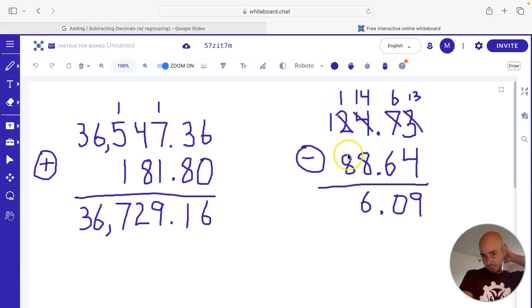The 1 minus 8 I can't do, so this gets regrouped again to make 11 minus 8. Finally, the last part of my answer is 3, because 11 minus 8 is 3. So both of my answers read 36,729 and 16 hundredths, and 36 and 9 hundredths.